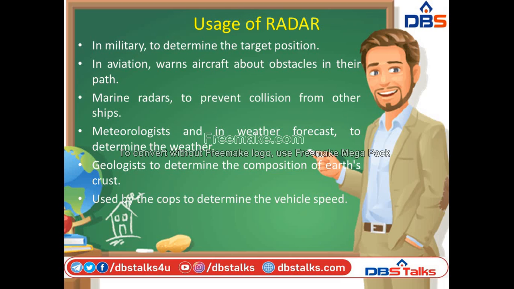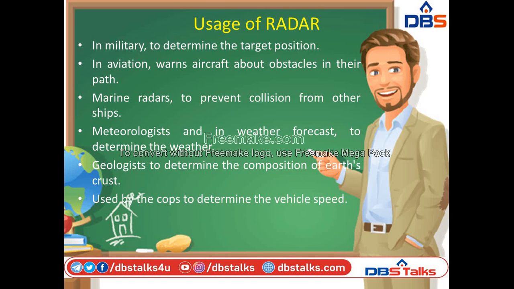ATC is nothing but air traffic control. That means whenever there is an obstacle, the ATC is going to give some instructions that there is some obstacle, so you just reduce your speed or reduce your altitude or increase your altitude, like that. Third, marine radars to prevent collisions from other ships.